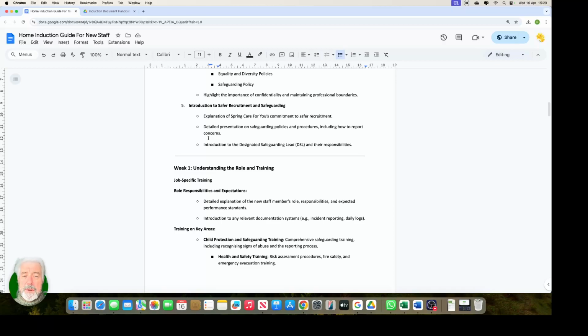Now, we've talked a little bit about safer recruitment. We've talked about the need to make sure that our staff are recruited safely and how we go about doing that. You will have experienced it by working with us, so you've gone through all of those safer recruitment checks.